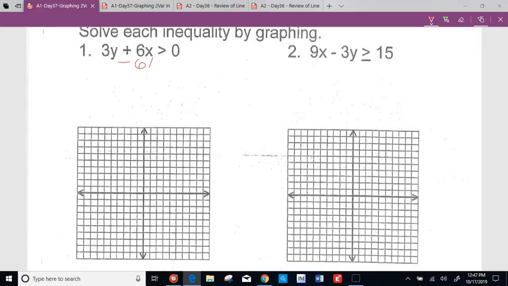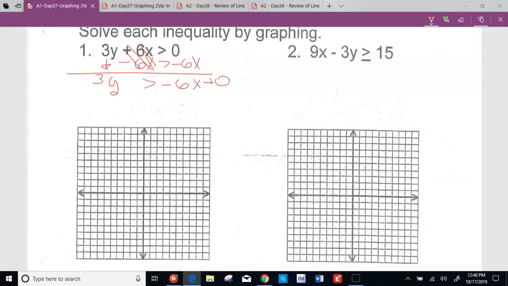So I'll subtract 6x from the left, and then subtract 6x from the right side of the inequality symbol. Treat the inequality symbol just like you would an equal sign. It just splits up the inequality into two parts, the left side and the right side. So now we have 3y, plus 6x minus 6x cancels out to 0x, greater than. Now how will I write the second part? Minus 6x plus 0. Perfect, minus 6x plus 0.